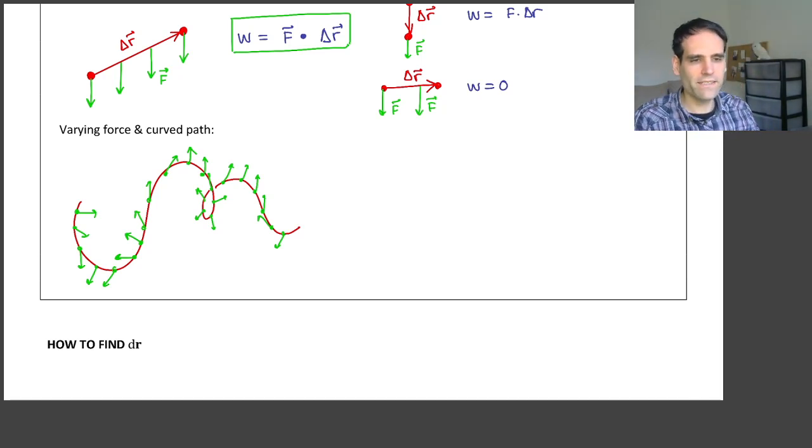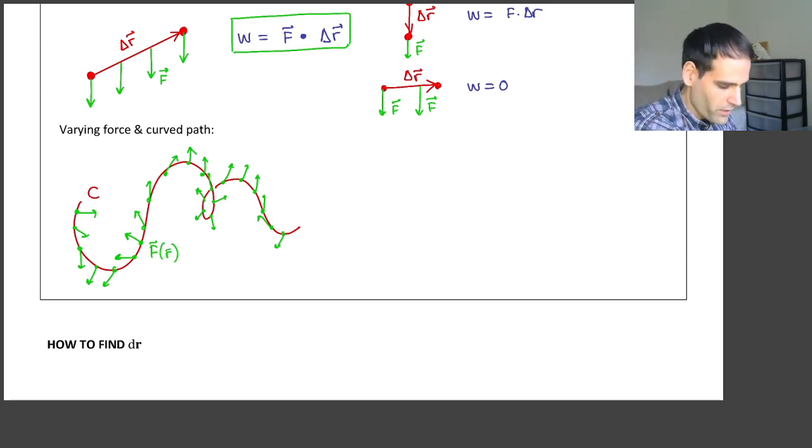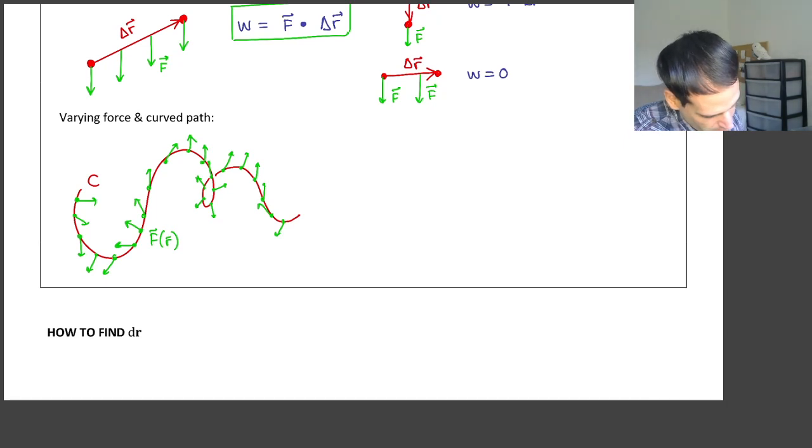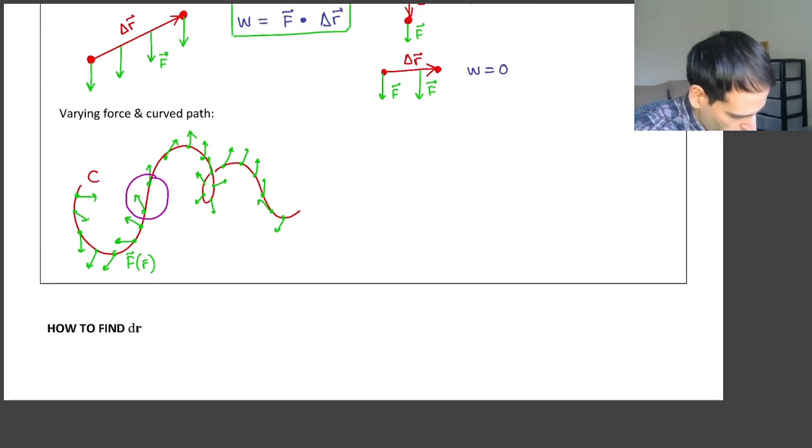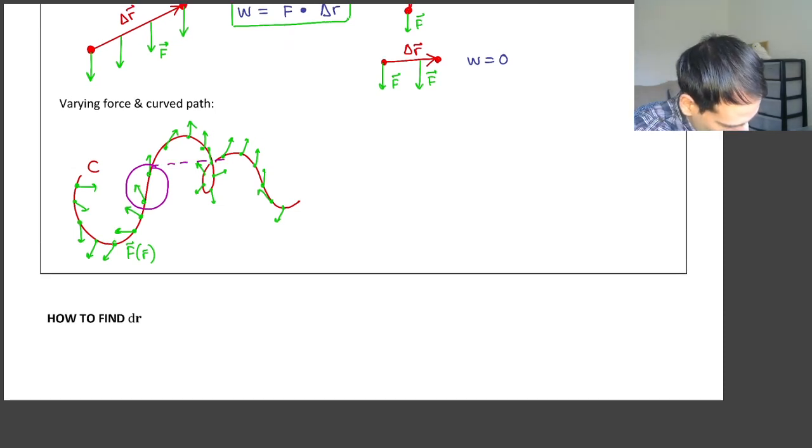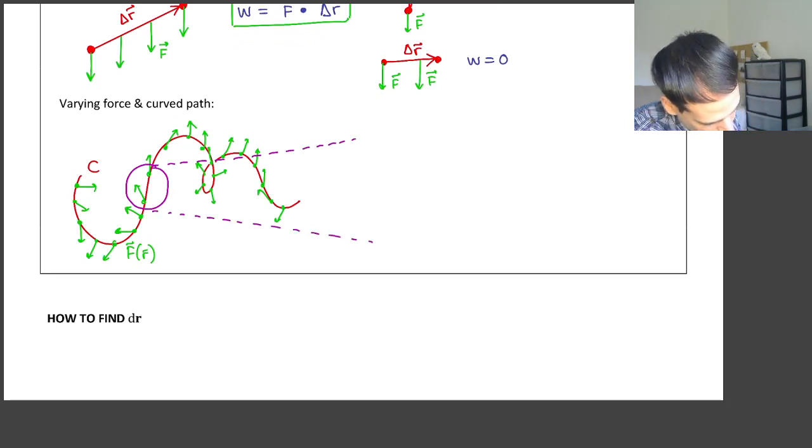So how can we calculate the total work done following this path C and with this force which depends on position, F of r? Okay. So the way we can do it is by cutting the path into tiny segments. Okay, so for example, we zoom in here. Actually, let's exaggerate this. We are zooming much more, into a tiny region.